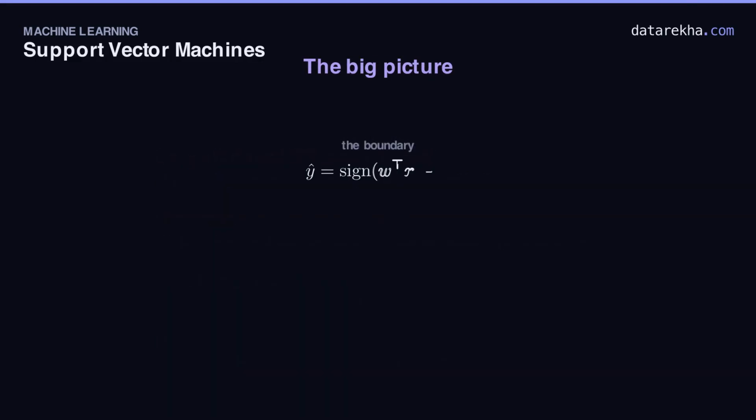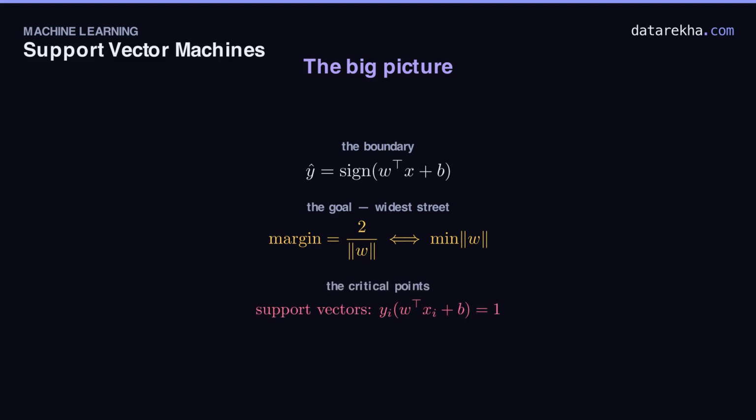Let's lock it all in. A support vector machine classifies by the sign of w·x plus b, a flat hyperplane splitting the classes. But of all the planes that could work, it picks the one with the widest margin, 2 over the norm of w, which means simply making the weight vector as small as possible. That boundary rests entirely on a handful of support vectors, the points touching the margin where y times the score equals 1. The rest don't matter.